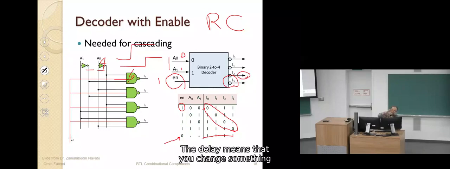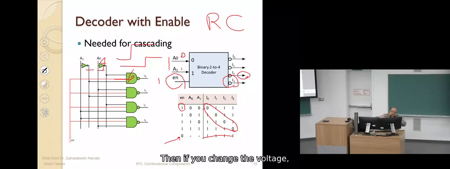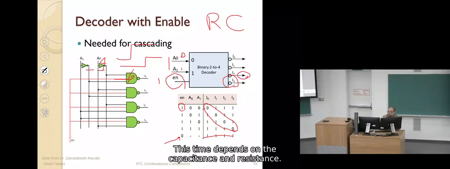The delay means that you change something from 0 to 1, then it takes time for the output to appear. And I showed you in the transistor that we have a channel, then if you change the voltage, it takes time for electrons to reach that position. So this time depends on the capacitance and resistance. That's it. No more electronics. Now go back to digital. So the capacitance is important for delay.